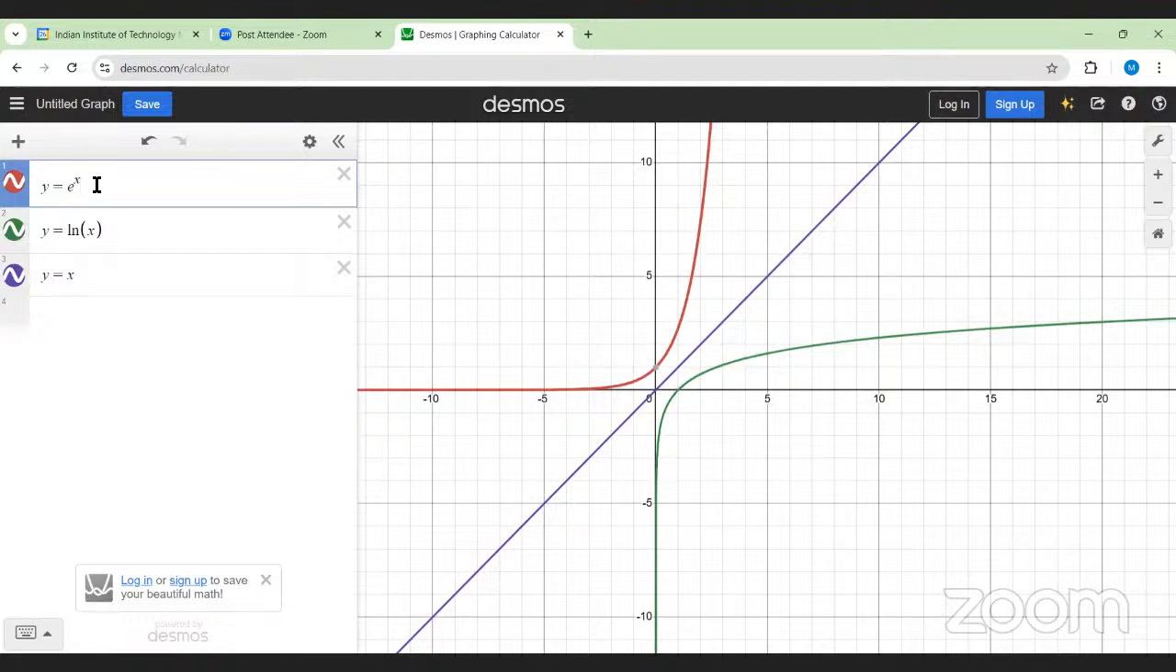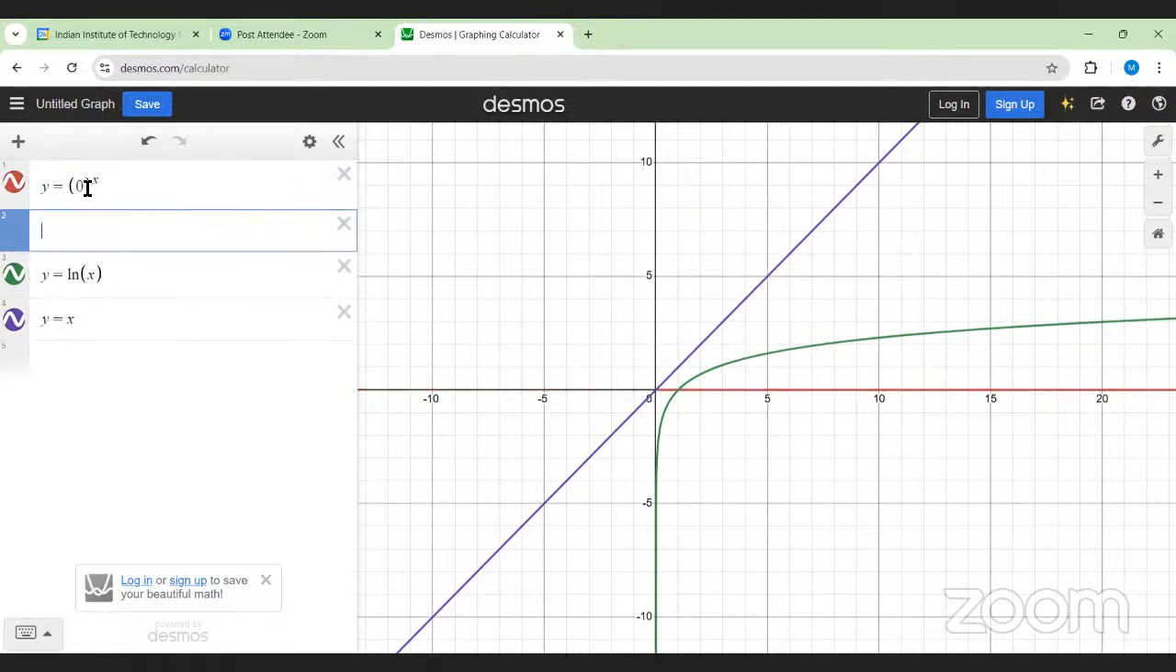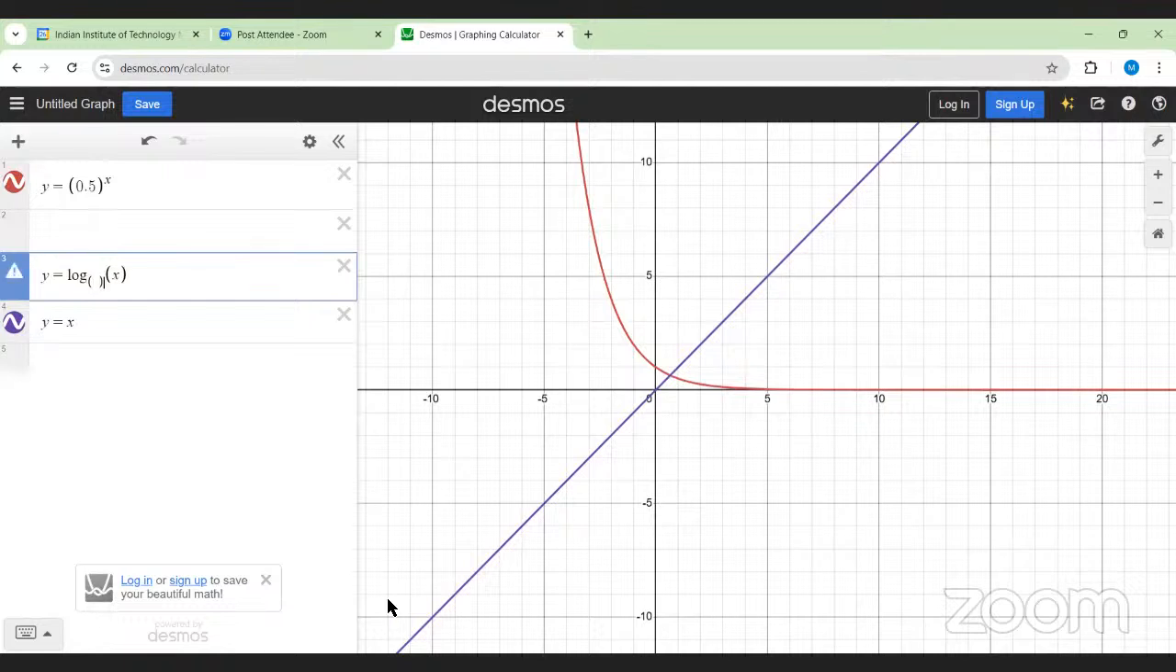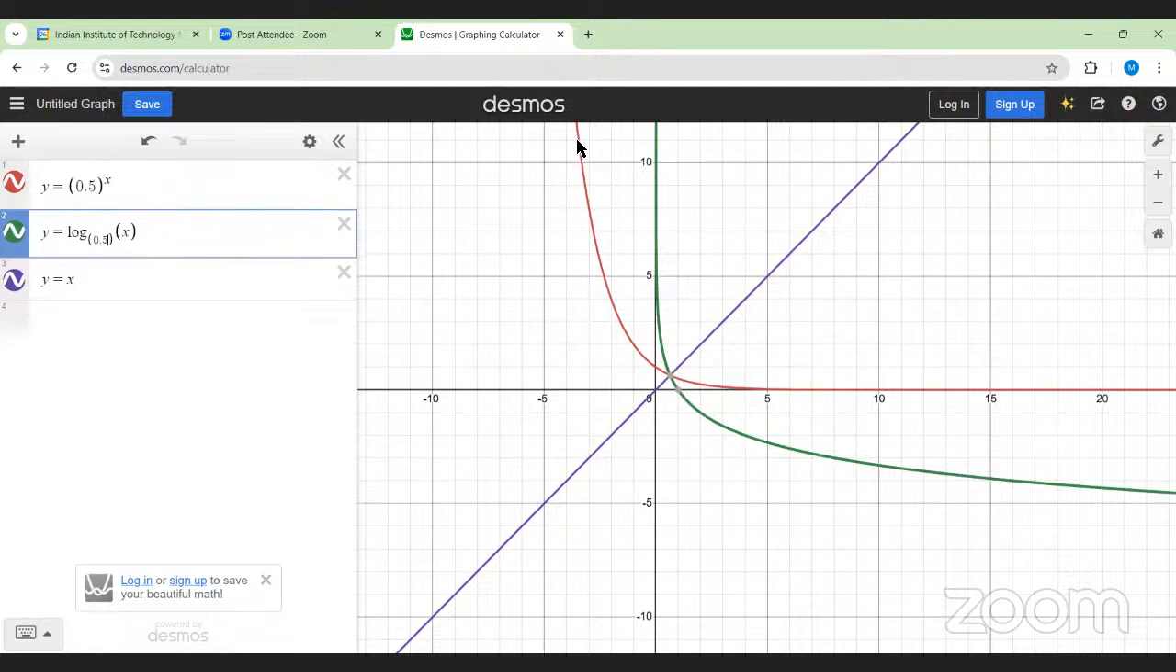Now here, if we replace the value of a, since here the value of a is e, and we know that e is strictly greater than 1, in place of e, if we replace it with 0.5, then this red one will be the graph. So here the red one is the graph of 0.5 to the power x, right?